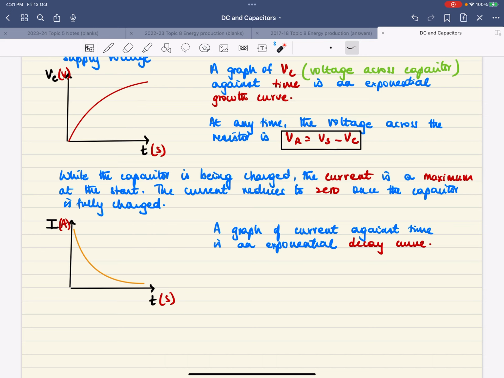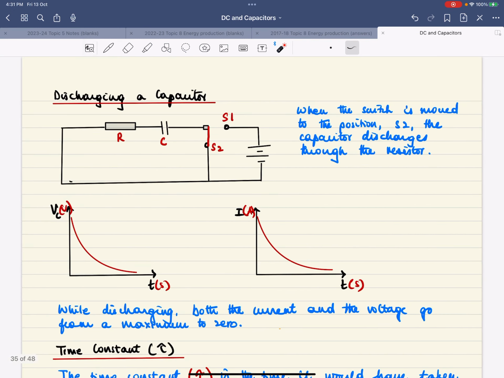It's an asymptote. Okay, when a capacitor is being discharged, the switch is moved from position S1 to S2 so that there's no longer any supply voltage. The charged up capacitor is now going to discharge through the resistor. Whatever charge is accumulated on the capacitor plates is going to get out of it, so the voltage across the capacitor plates will drop down to zero.